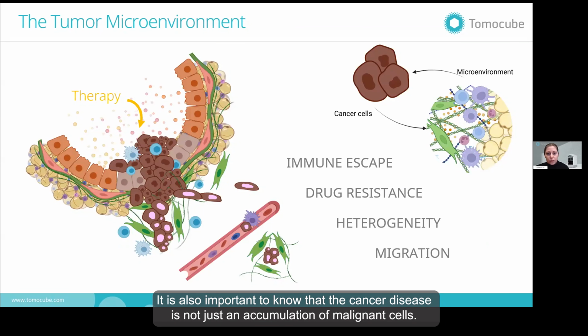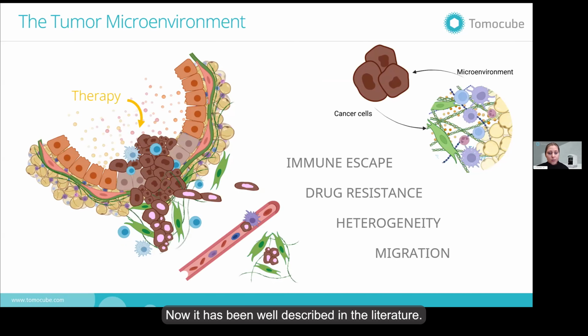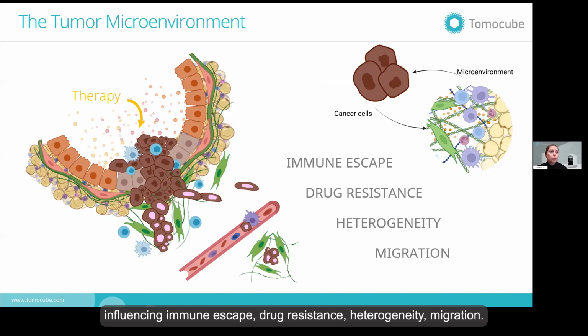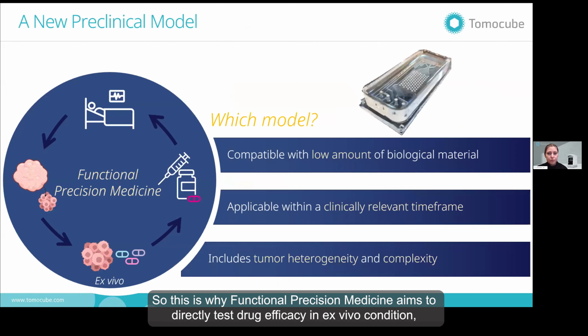It is also important to know that cancer is not just an accumulation of malignant cells. It has been well described in the literature. It is a complex and dynamic ecosystem where the tumor cells communicate with their microenvironment, influencing immune escape, drug resistance, heterogeneity, and migration. Capturing this dialogue is essential for predicting treatment outcomes.